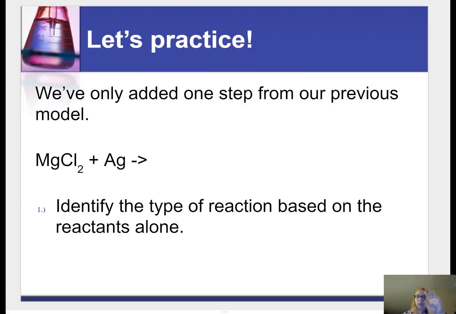So step 1 is the same, right? We've really only added 1 tiny step to our process. Step 1 is the same. Identify the type of reaction based on the reactants alone. Here I have 2 things that are bonded together and 1 singleton. The only reaction that looks like that is single replacement.